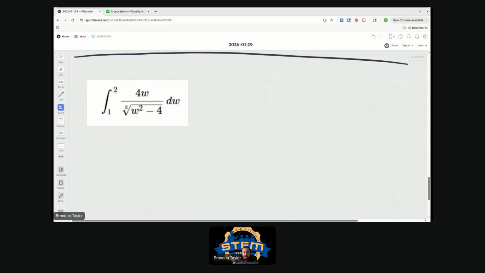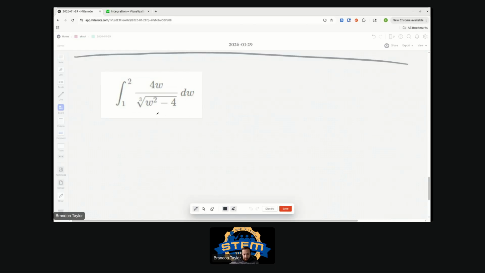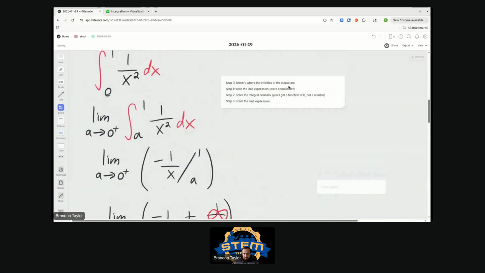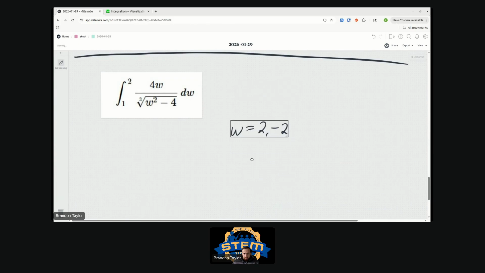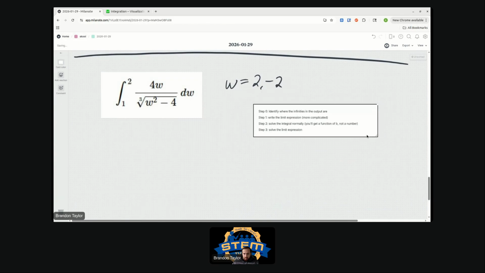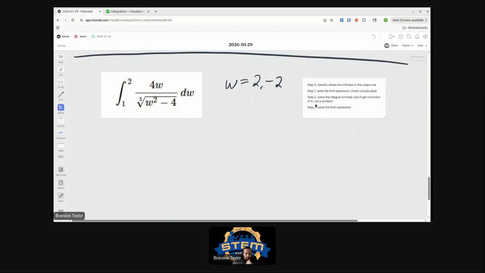So to start, the first question is how do we integrate this thing? We need to identify the problem points, right? So what's the problem point? If you think about it, what would cause the denominator to be 0? 2 and negative 2. 2 and negative 2 would be the problem points. Remember, this is the process that we're following. So when we're talking about problem points, these are the problem points.